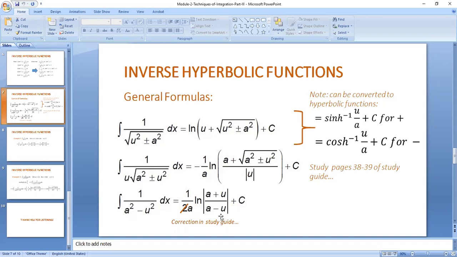Now, in here, you have 1 over a squared minus u squared. I've mentioned that if this had been plus, we have an arctan, or the inverse tangent. But since it's minus, then we have this answer here, which is in terms of the ln again. So please don't have the u in here, because it should not be included; there's an error here. So it should only be 1 over 2a, the ln of the absolute value of a plus u over a minus u, plus c.